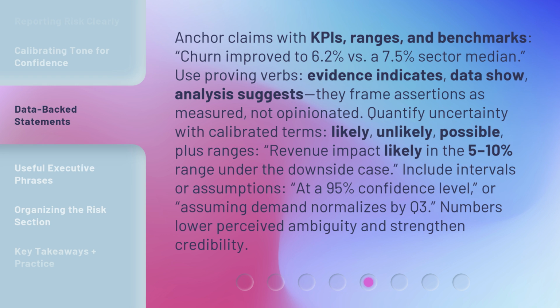Quantify uncertainty with calibrated terms: likely, unlikely, possible, plus ranges. Revenue impact likely in the 5 to 10% range under the downside case. Include intervals or assumptions, at a 95% confidence level, or assuming demand normalizes by Q3. Numbers lower perceived ambiguity and strengthen credibility.